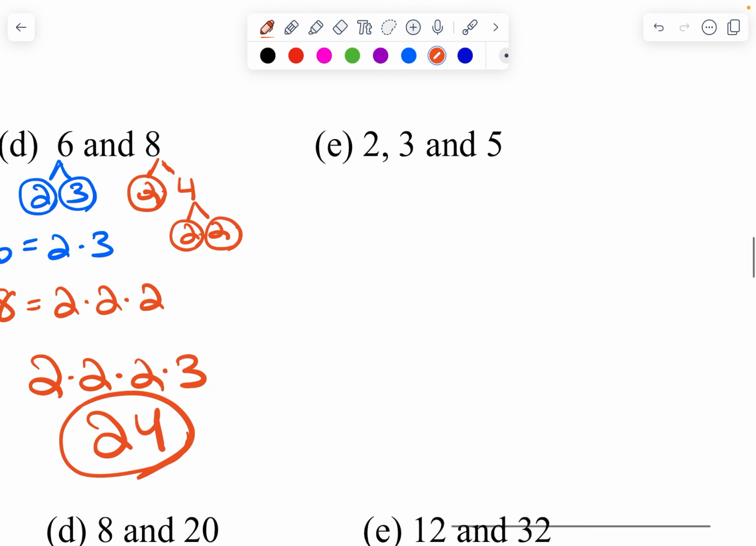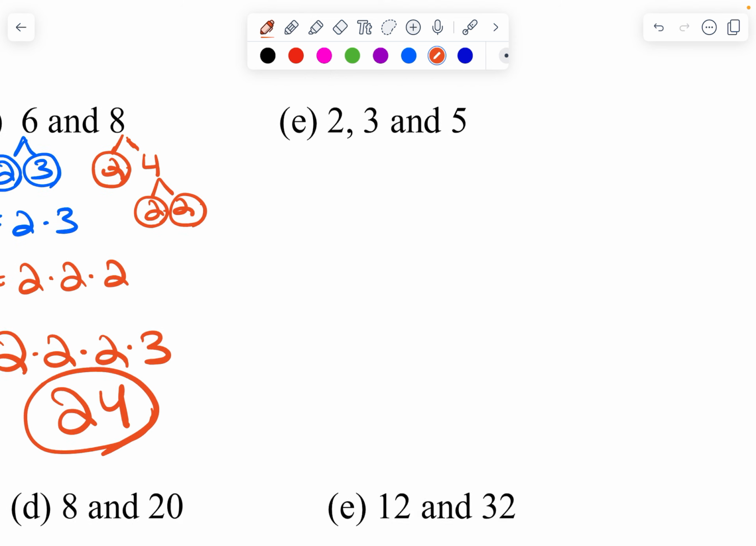All right, last one. What happens if you're dealing with 3 numbers? Well, you do the same thing you've been doing. Either list out your multiples. So count by 2s, count by 3s, count by 5s. Find the one number, the smallest number that's in all 3 lists. But you can also do your prime factors, right? Your factor trees.